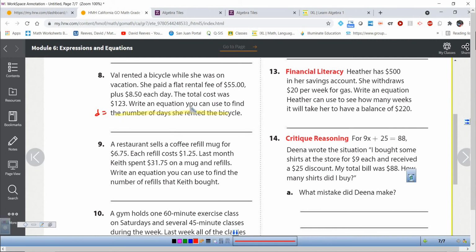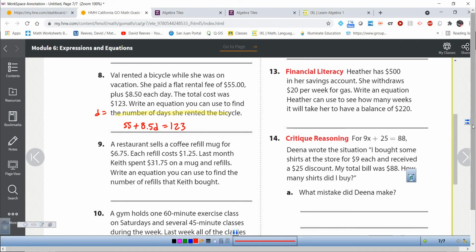All right, so let's start with that one-time fee of $55 plus $8.50. That's our recurring fee. How often is it recurring? Every day. And then we have our total of $123. So again, one time, there's our recurring, which gets the variable, the number of days, $8.50 per day, and there is our total.